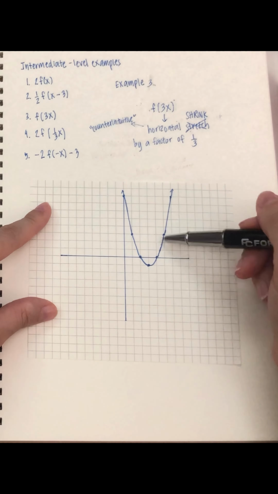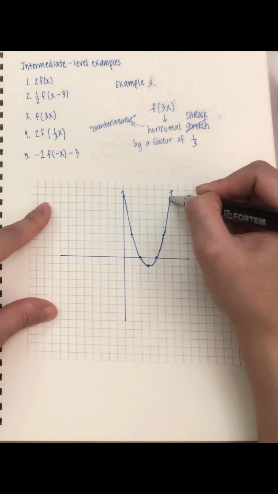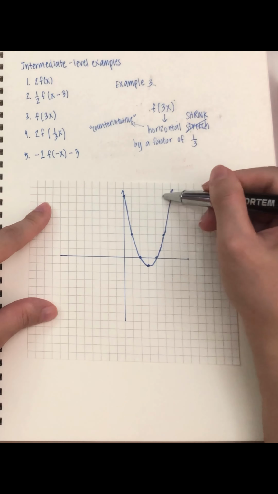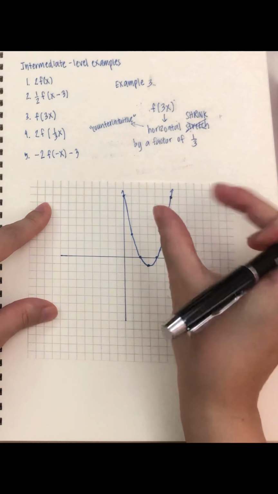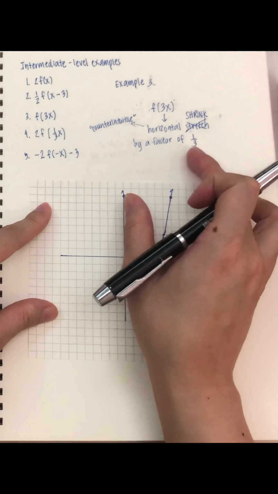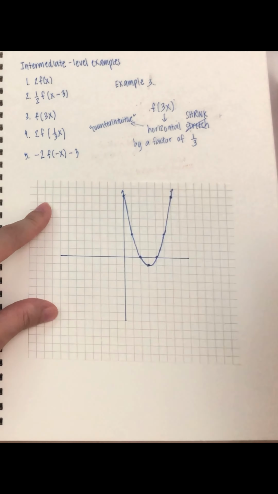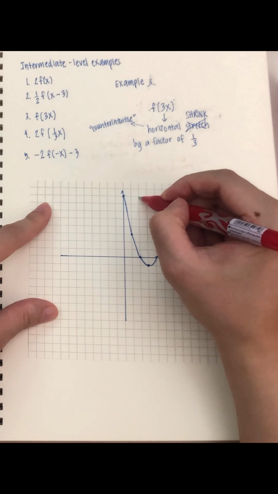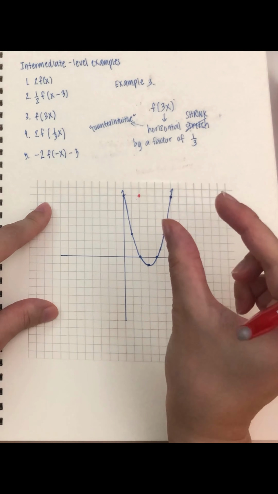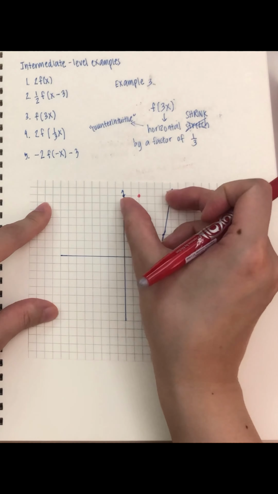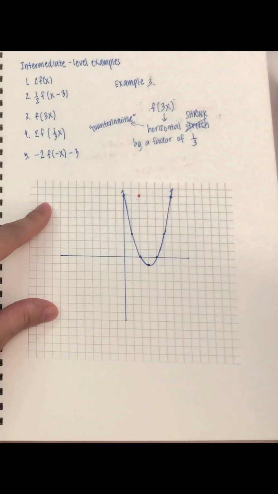Let's use this graph. It's 1, 2, 3, 4, 5, 6, 7 points. Let's start with this one. So this is 1, 2, 3, 4, 5, 6 units away from the y-axis. That's the horizontal distance. You want to shrink that by 1/3. So obviously 1/3 of 6 is 2. So it's here. This point moves closer. It's not the point, rather, the distance shrinks.